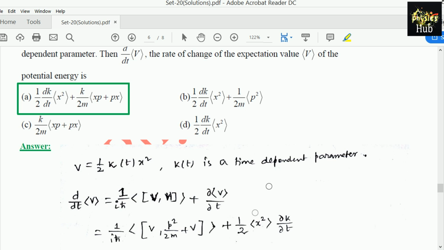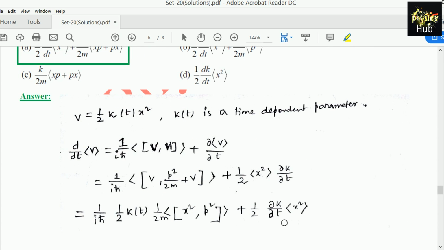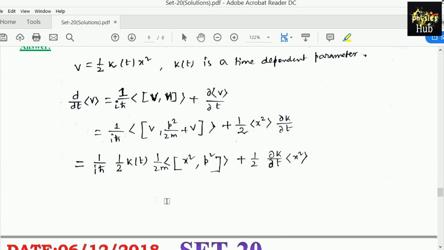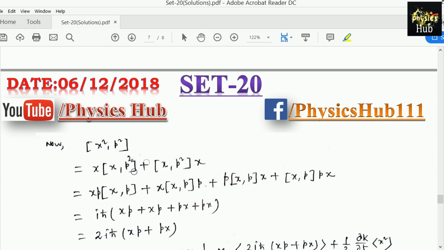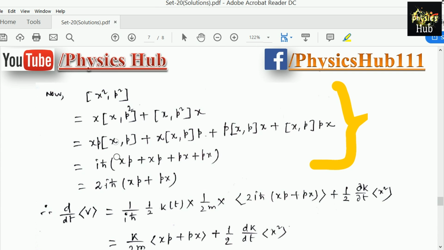Okay, so what we did, we have replaced the value of H to be p squared by 2m plus V, and del V del t means half x squared. Now x is not a function of time, so it came outside, but k is a time dependent parameter, so we have to take the derivative with respect to t. So now we had to open this Poisson bracket. How to do that I have shown you in great detail, so you can easily get it.